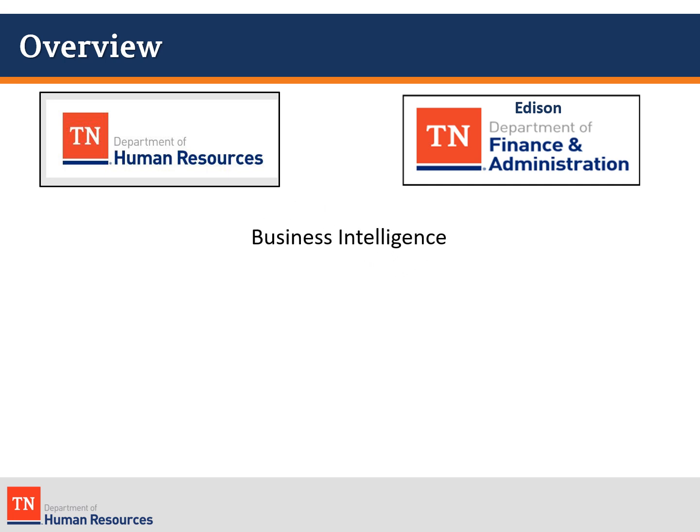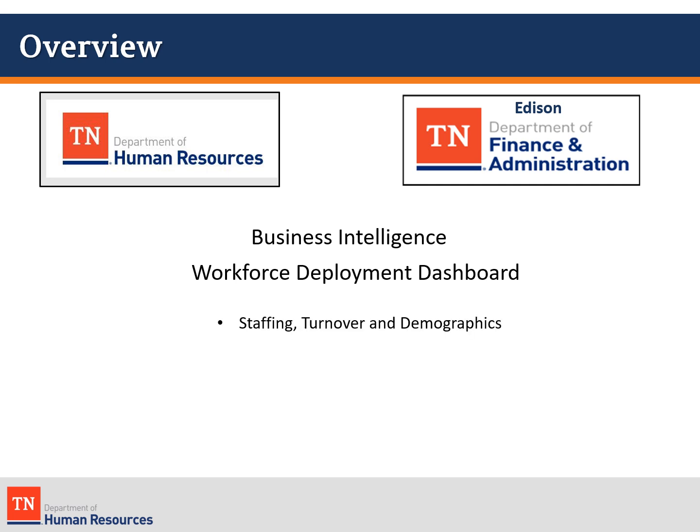The Workforce Deployment Dashboard contains key human capital management data metrics that begin at the highest levels, such as staffing, turnover, and demographics. These are in an easy-to-read format. In this video, we will be discussing the Staffing Trends tab. The data examines trends in staffing data with a calendar or fiscal year or by comparing quarters or months year over year.